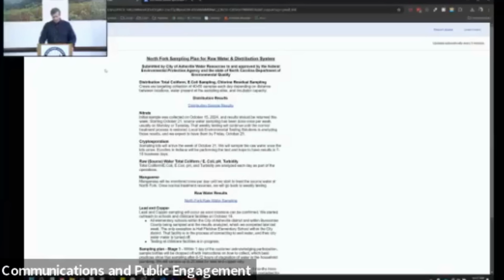To repeat, raw water testing at the source at North Fork and throughout the distribution system for total coliform, E. coli, chlorine, pH, and turbidity are performed every single day by our lab staff. Manganese will be monitored once per day until we resume normal treatment processes at North Fork. Usually that's a weekly test along with aluminum and iron. But since we're under some pretty extraordinary circumstances, we have decided to test daily for aluminum, iron, and manganese because we know those can be elements of concern.